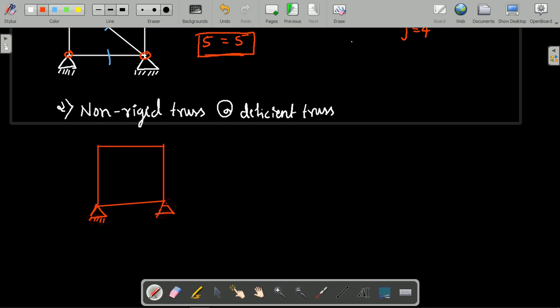Let me give an example. Just see here, I have drawn a square truss. So this is the non-rigid truss or deficient truss. If the truss provided is like this, it is non-rigid. How are we going to decide it? We have the standard equation m is equal to 2j minus 3. How many members are there here? M is nothing but the number of members. How many members are there in this truss? J is nothing but the number of joints. So what is the value of m here? How many members are there?